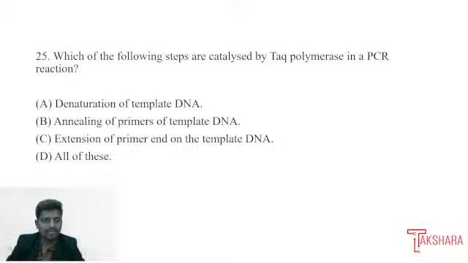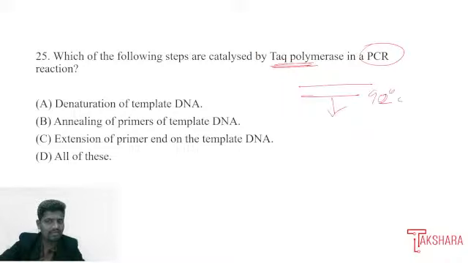Next question number 25. Which of the following steps is catalyzed by Taq polymerase in a PCR reaction? So which enzyme's catalyzing role is given: the Taq polymerase enzyme, in which stage of the PCR reaction. The Taq polymerase enzyme, in which stage does it undergo activity? Either there is denaturation. For denaturation, for example, two strands of DNA are converted to single strands, which is only temperature. So denaturation is not related to Taq polymerase.